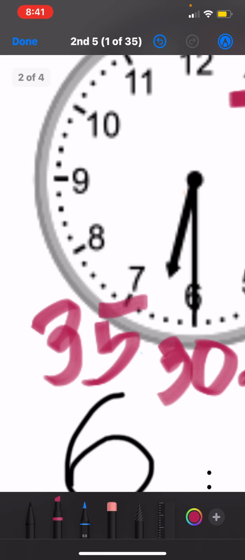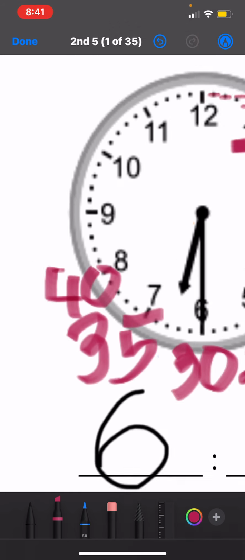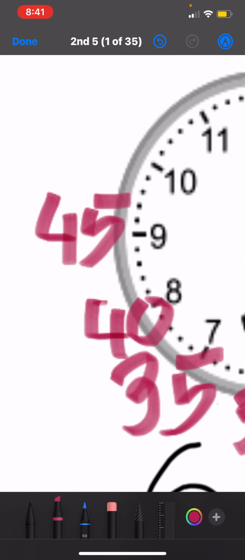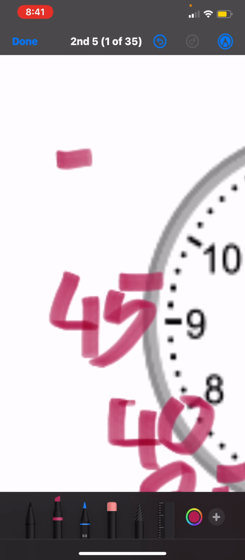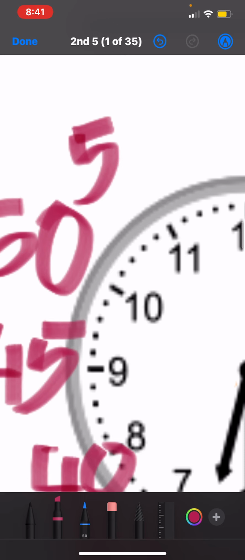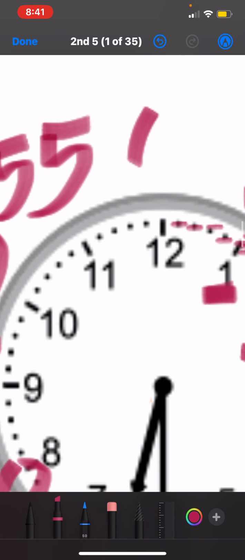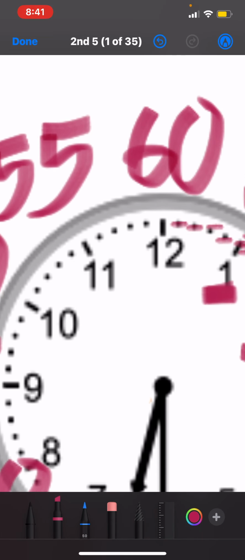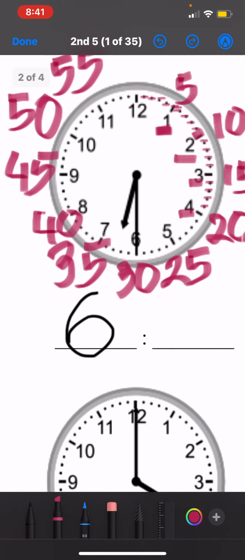35. That will be 40, 45, 50, 55, and finally 60. But right at the minute 60, it's already another hour, so we're not going to add 60 in there.